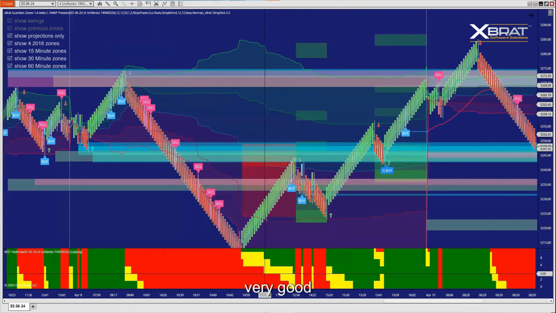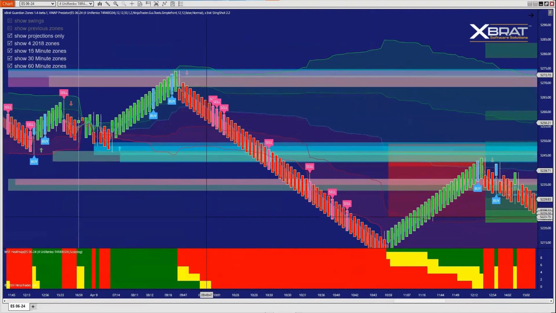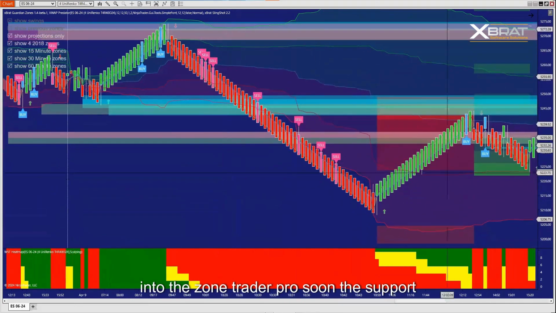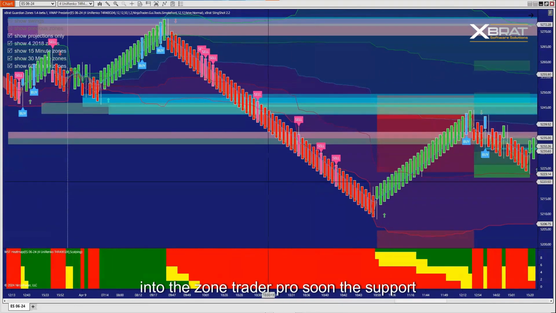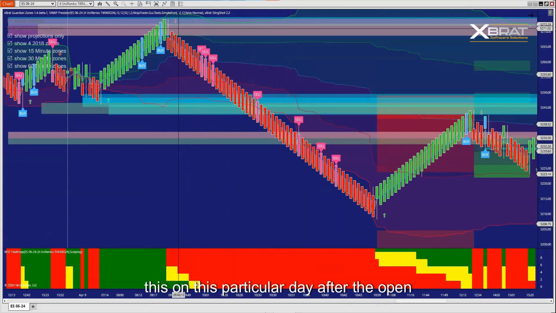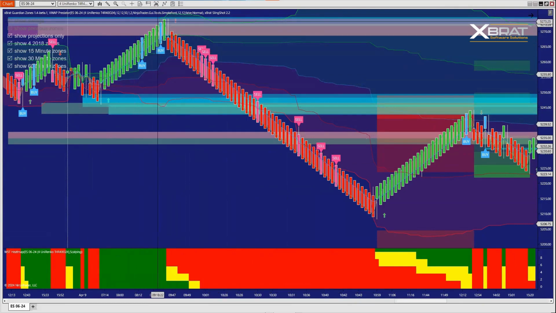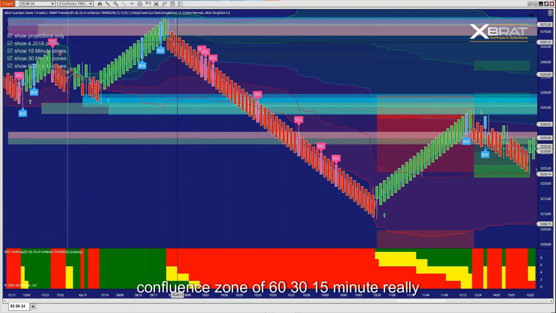Very, very good. We also mustn't forget how important the support and resistance zones are, and we're going to go into the Zone Trader Pro soon. So on this particular day after the open, we see there's not many bricks until we get to the open. Just before the open, we hit this massive confluence zone of 60, 30, 15-minute, really strong resistance zone.